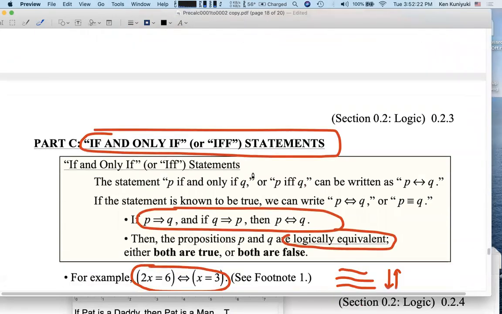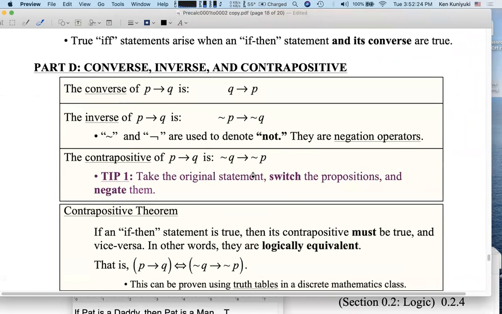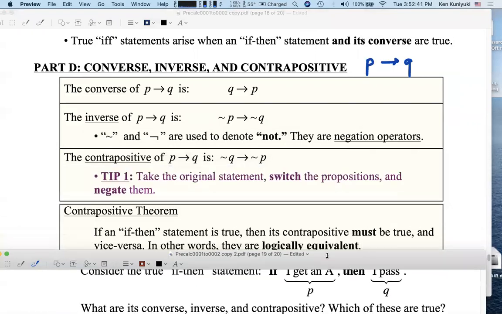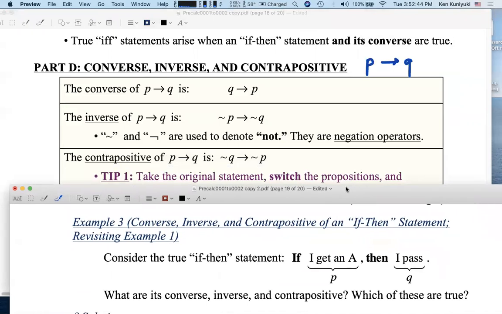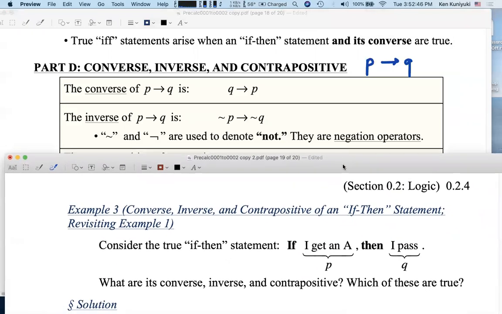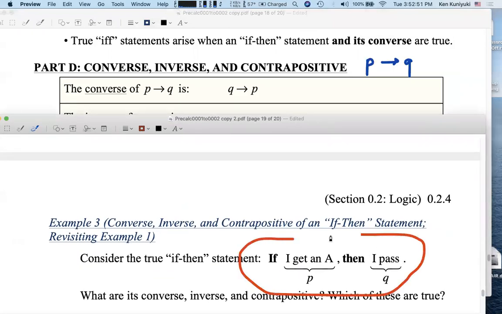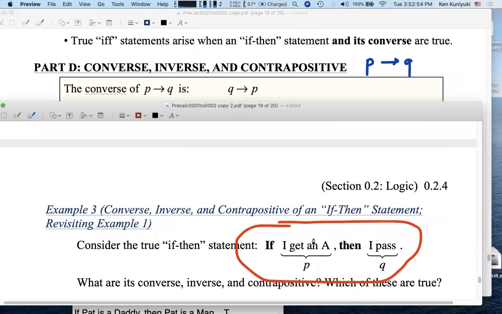All right. So let's say that the original statement goes, if P, then Q. Here's the original statement. If P, then Q. For example, remember the statement we talked about earlier. If I get an A, then I pass. P says I get an A, Q says I pass.